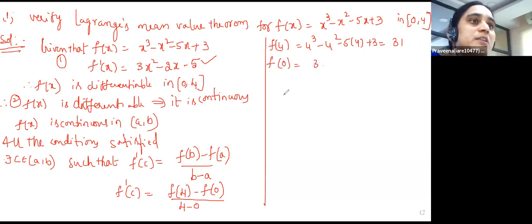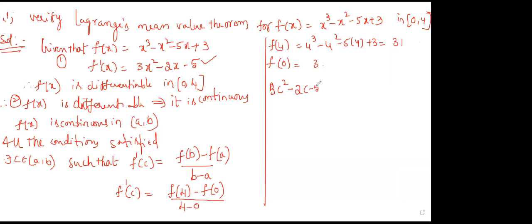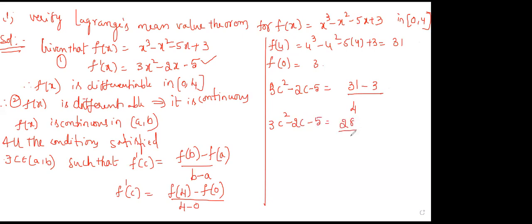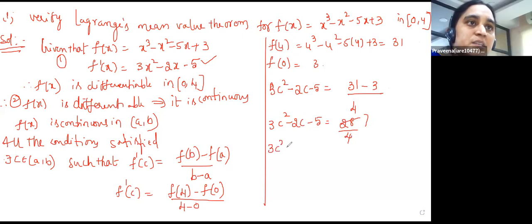Now substitute all in the above equation. f dash of c is 3c square minus 2c minus 5 is equal to f of 4, which is 31, minus f of 0, which is 3, by 4 minus 0. That is 3c square minus 2c minus 5 is equal to 28 by 4, that is 7. So 3c square minus 2c minus 12 is equal to 0.